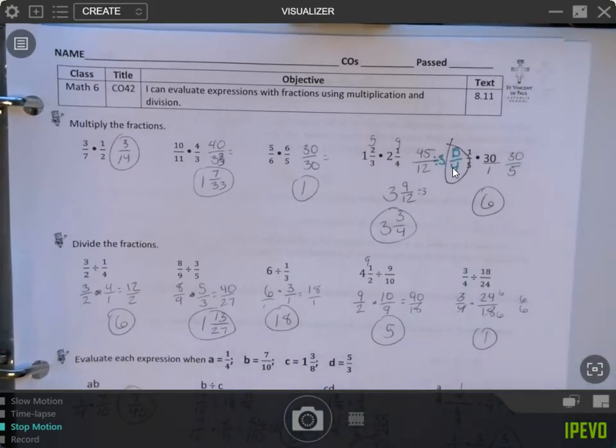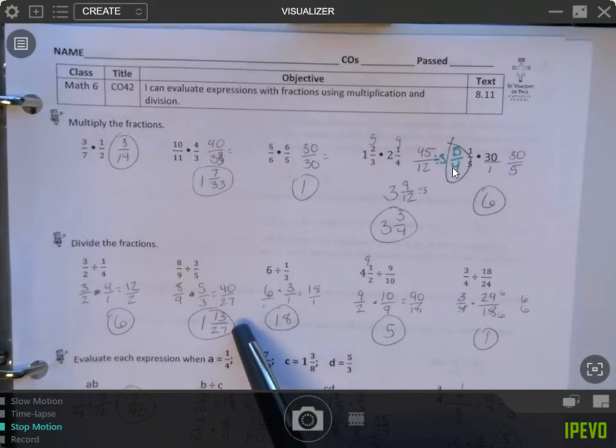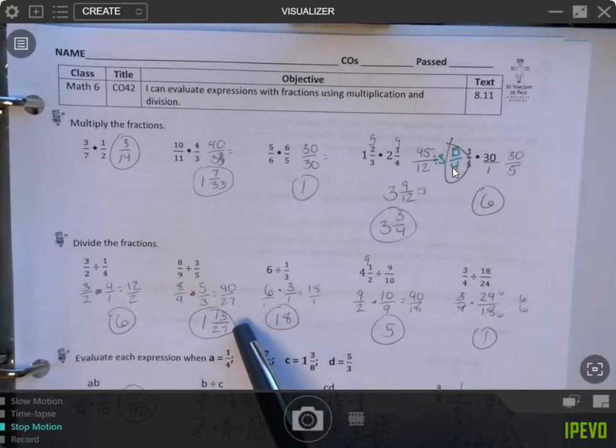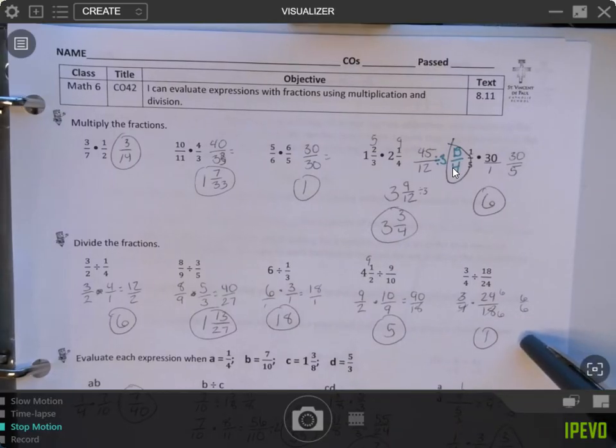For dividing, we have 6. 40 over 27, or 1 and 13/27, 18, 5, and 1. Any questions on those ones? Kellen? You got it? Okay.